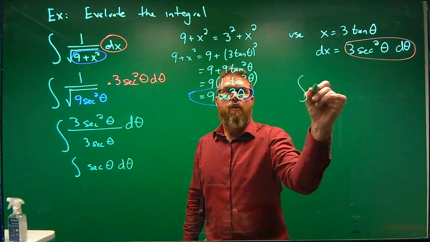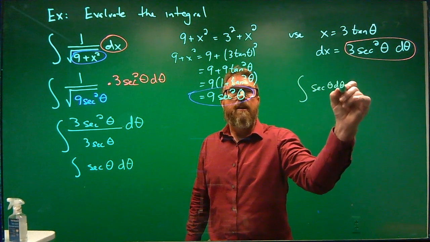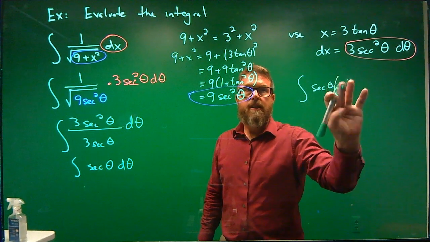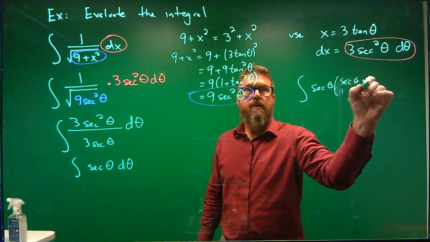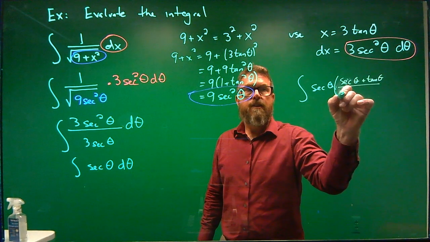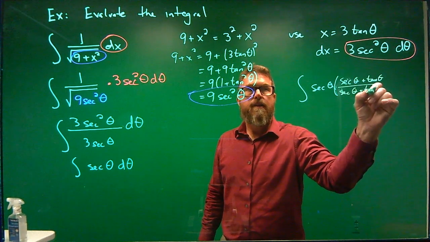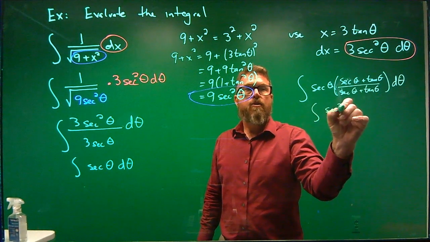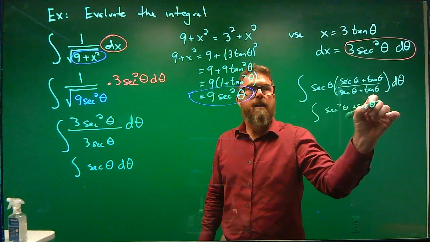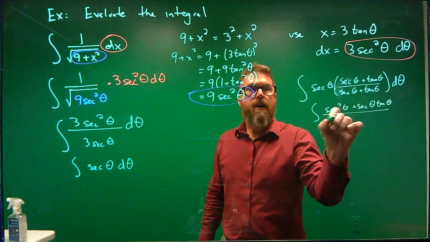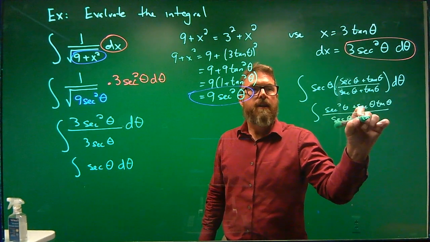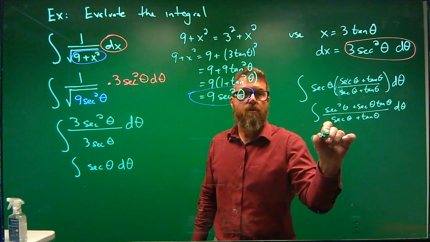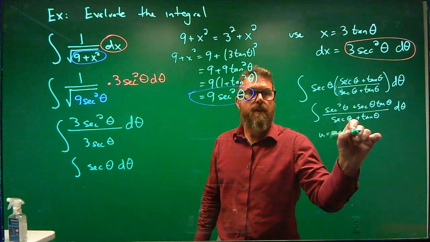If you wanted the integral of the secant of theta d theta, what you can do is multiply top and bottom by secant of theta plus tangent of theta, d theta. So then this is the integral of the secant squared of theta plus secant of theta tangent of theta, all over the secant of theta plus tangent of theta. And this just ends up being a u, like u is your denominator, so u is equal to the secant of theta plus tangent of theta.